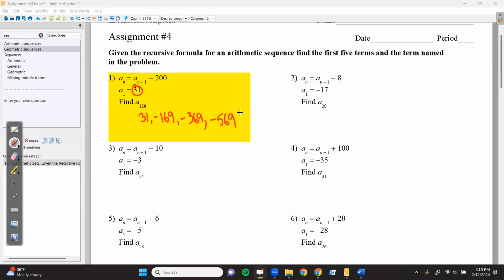And then according to the directions, we have to do one more. It says to find the first five. So go one more time down by 200 and where? Negative 700. Nice. Okay, so step 1 is we named the first 5 terms of the sequence.